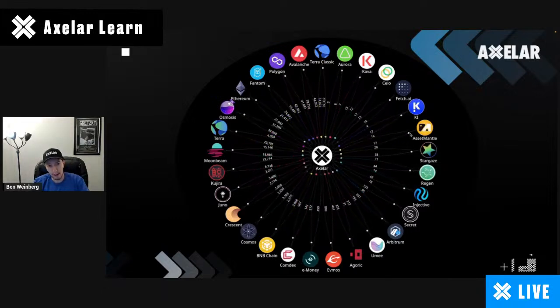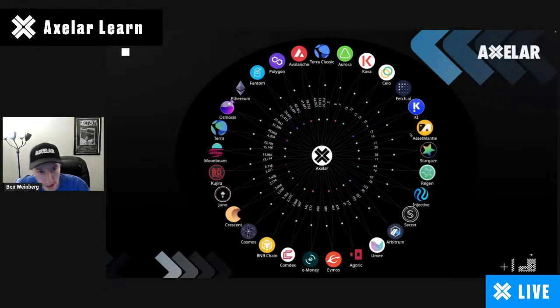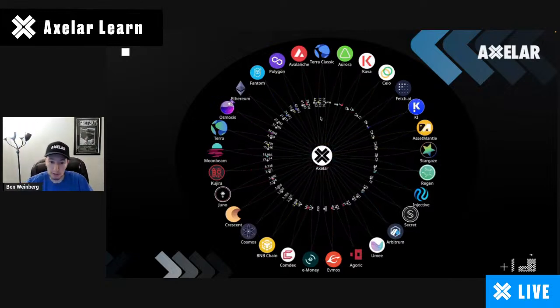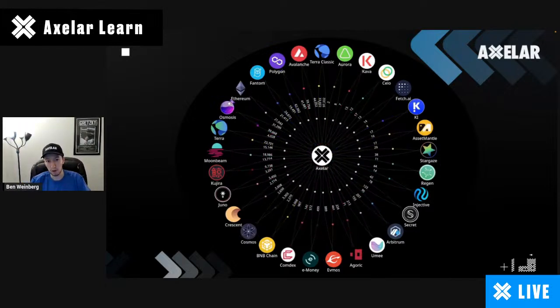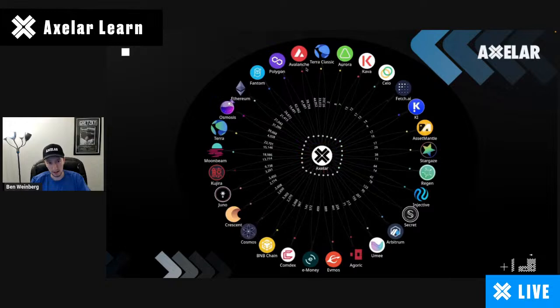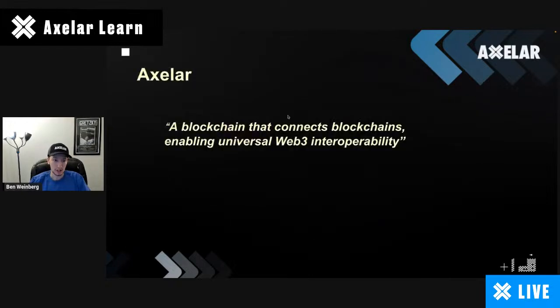We're currently at 55 different blockchains that we connect, and they all connect through Axelar via a hub and spoke model. So every transaction that wants to go from one chain to the other goes through Axelar. Now I want to go back to this definition here and focus on the last three words right now: universal Web3 interoperability. That sounds a little jargony, but it's extremely important.